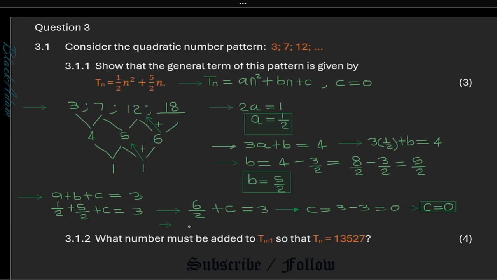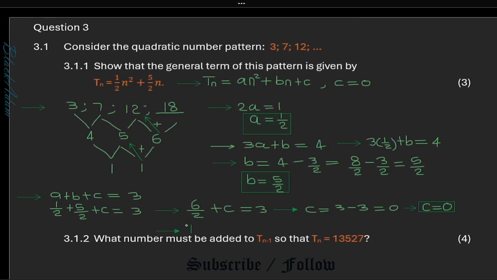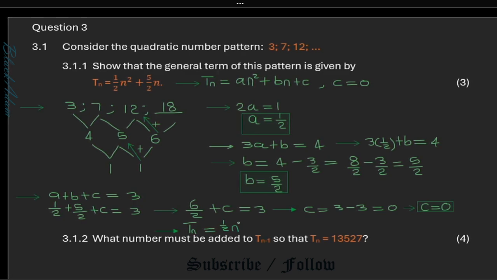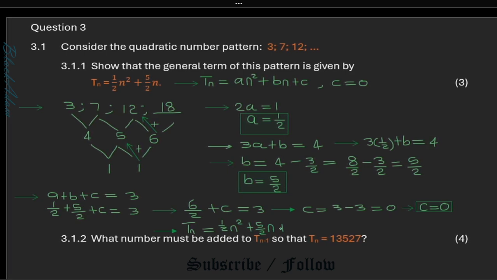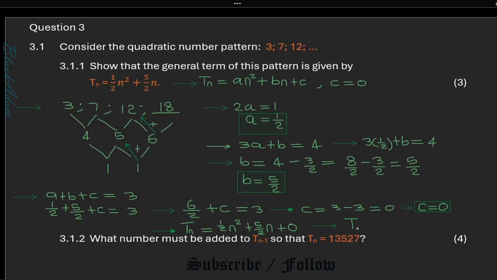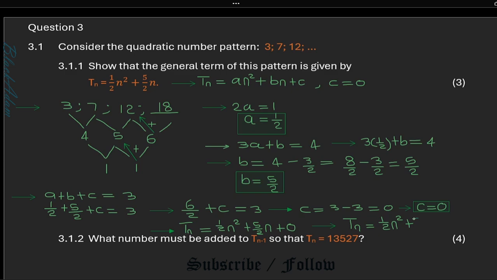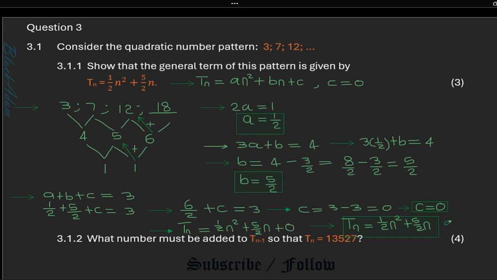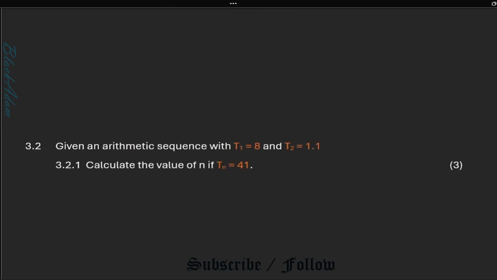c is 0. Now with all the constants revealed, we can confirm that Tn is equal to half n squared plus 5 over 2 n plus 0. So we get rid of the 0, and our Tn is going to be half n squared plus 5 over 2 n. That's our final answer for question 3.1.1. And then we move on to the second question.